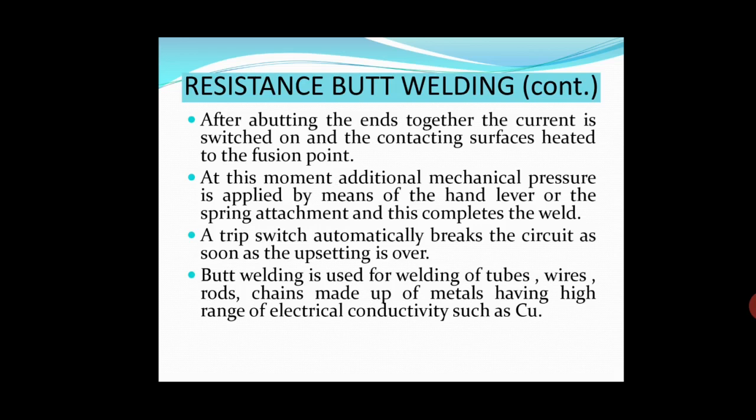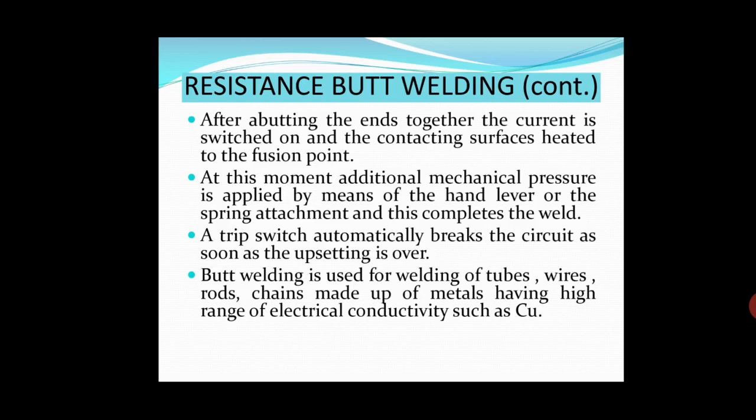After abutting the ends together, the current is switched on and the contacting surfaces heated to the fusion point. So before abutting, before fixing the metal pieces to the clamps, the projection length is to be adjusted. Adjusting the projected length and preparing the end cross section. Abutting means contact with each other is done.